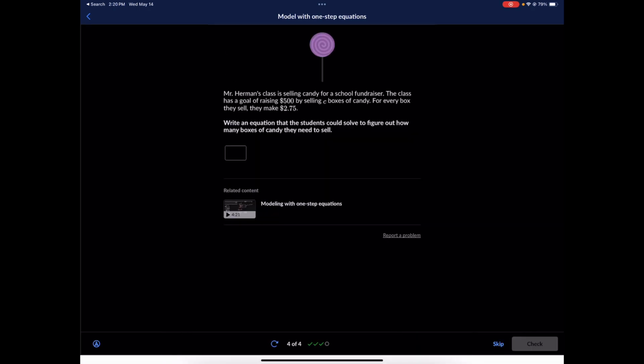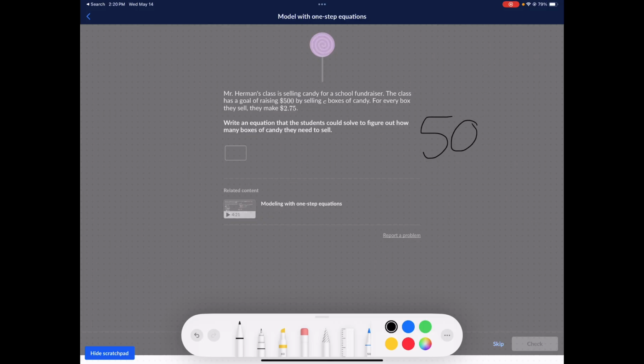Okay, I'll let you guys take this last one on your own, and then we'll go through it together. Okay, so we're raising $500 by selling C boxes of candy. So the amount of boxes will determine the amount of money. So we want to divide by C. Oh, for every box they sell, they make $2.75. So we want to do this over this, and this will equal C.